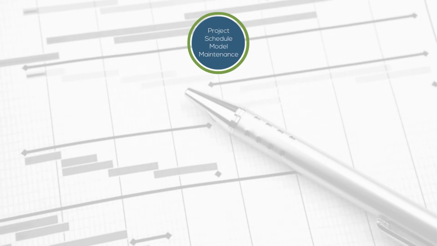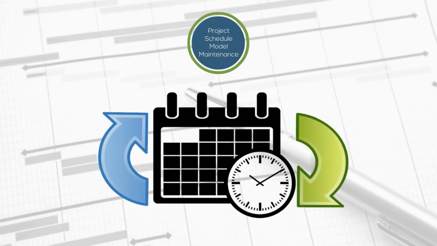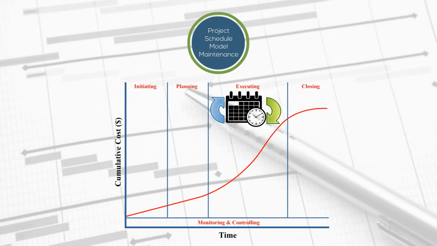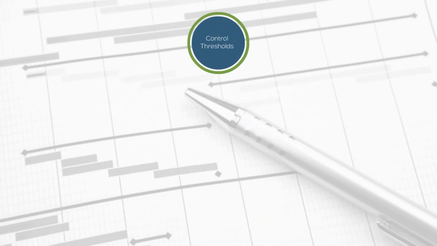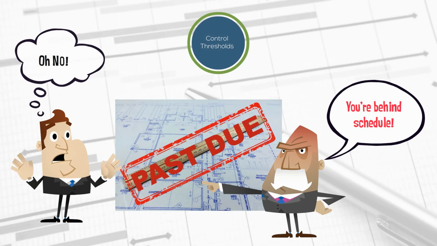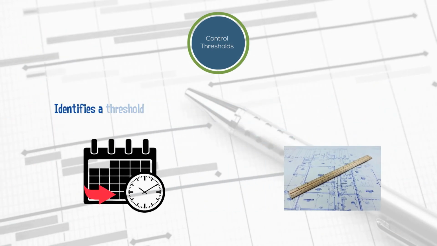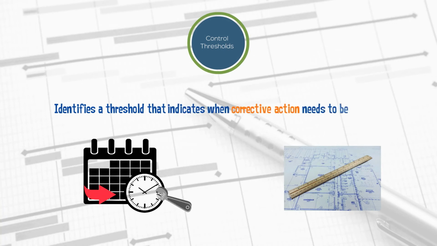Project Schedule Model Maintenance. This identifies how the schedule will be revised and updated once the project moves into execution. Control thresholds. Think of this as where we start to panic. This section identifies a threshold that indicates when corrective action needs to be taken.